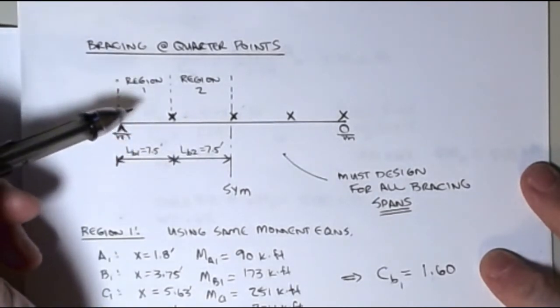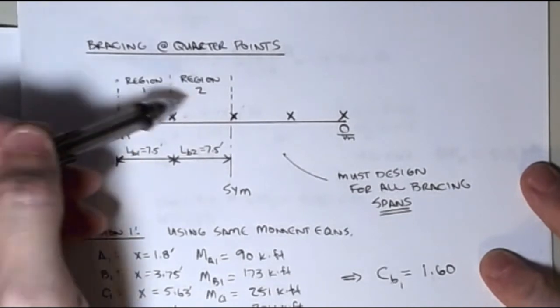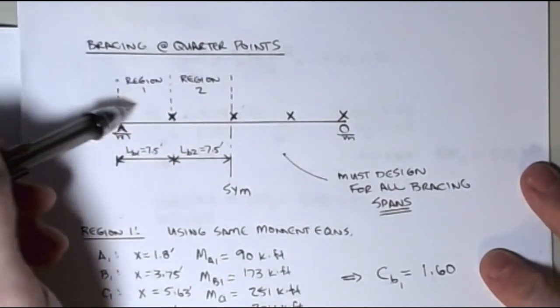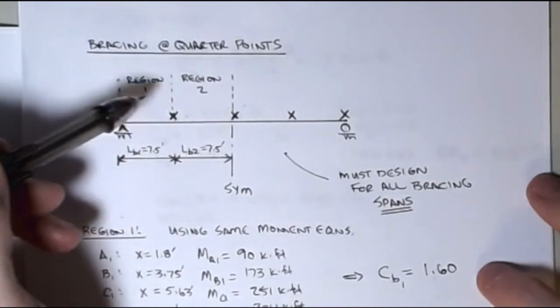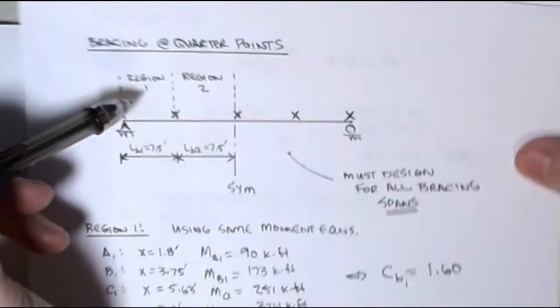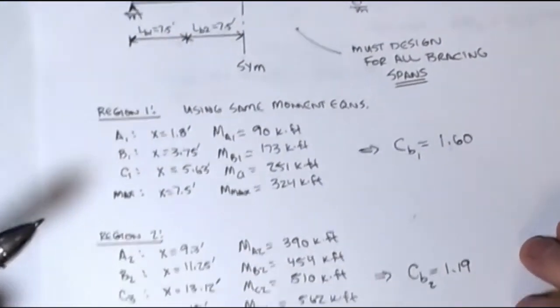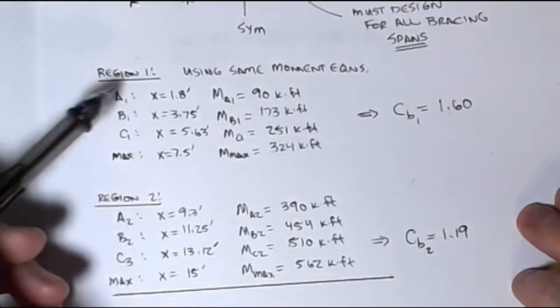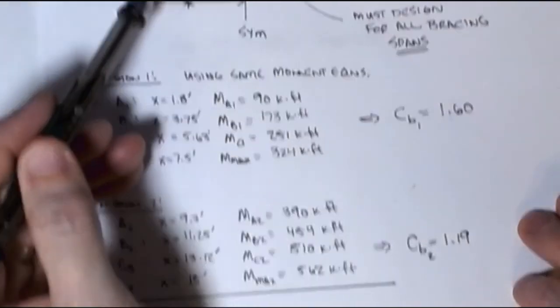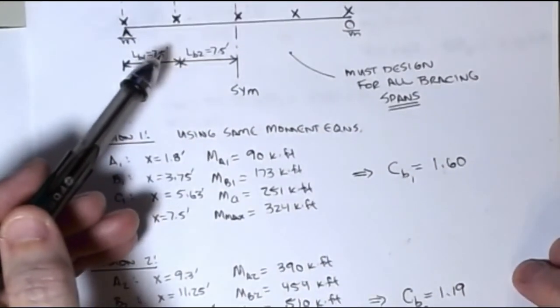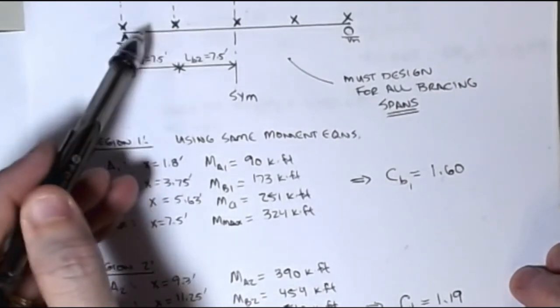Okay, and then what I have to do is figure out the CB value for each one of these because the moment diagram is doing something different in this span than it is in this span. So we've got to design for all of the bracing spans. If I run through the numbers real quick, I'll save us some of the calculations. For region 1, that was that first span here.